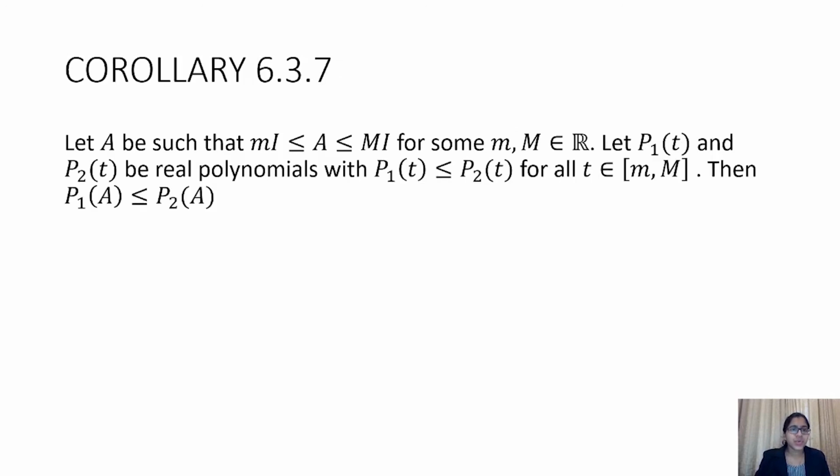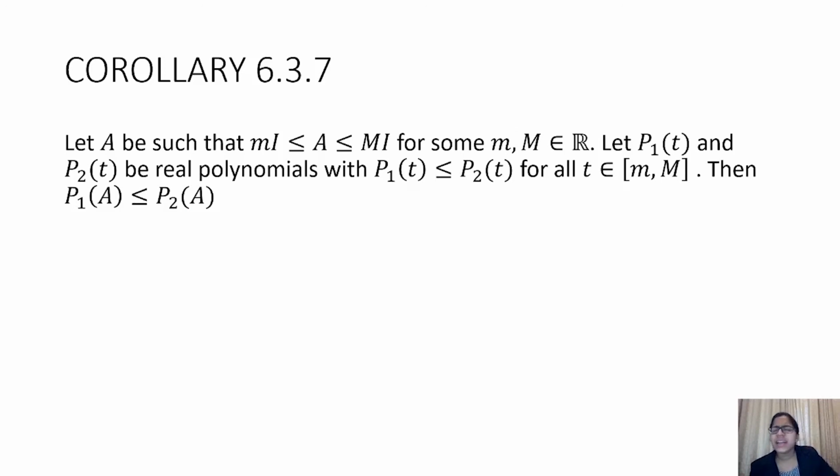Now we shall see a small corollary related to it. So this is corollary 6.3.7. Let A be such that m is less than or equal to A less than or equal to capital M for some m comma M in R. So this is the same condition which is given in the proposition. Now we are having two polynomials, P1 of t and P2 of t, with P1 of t less than or equal to P2 of t for all t element of m comma M. Then we need to show that P1 of A is less than or equal to P2 of A.